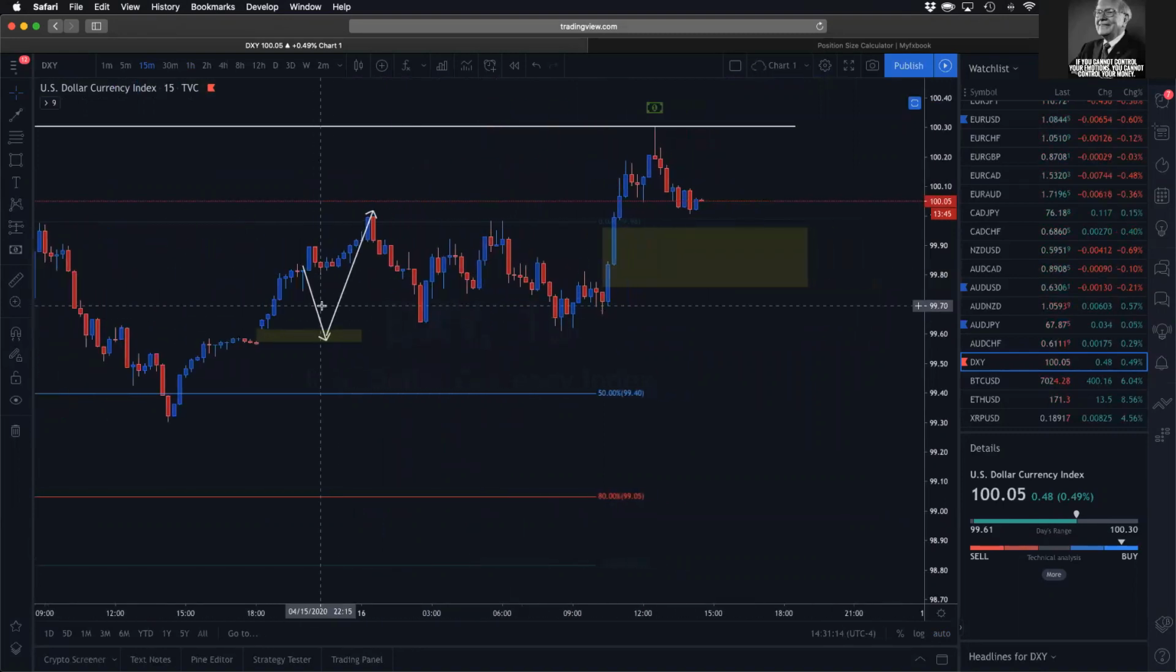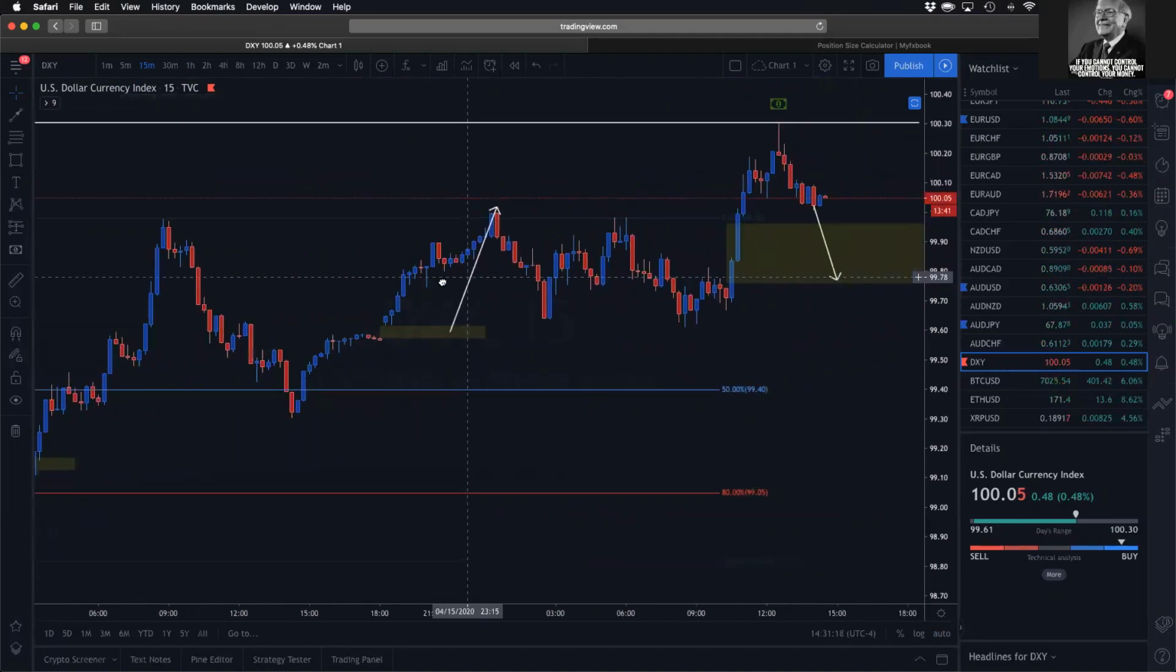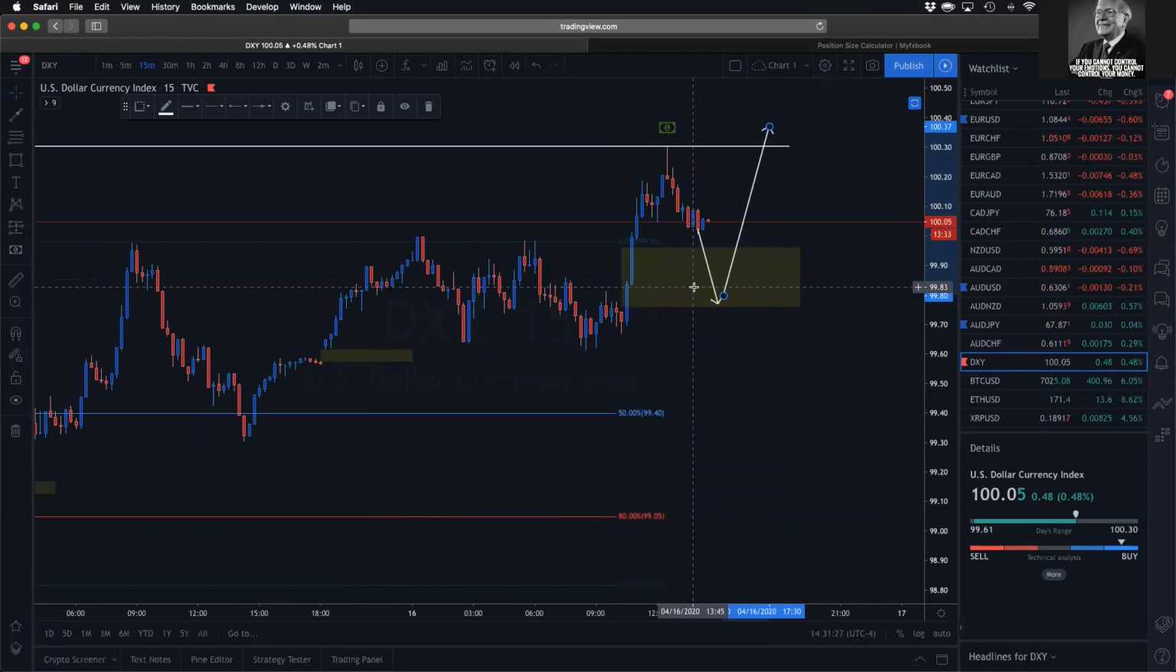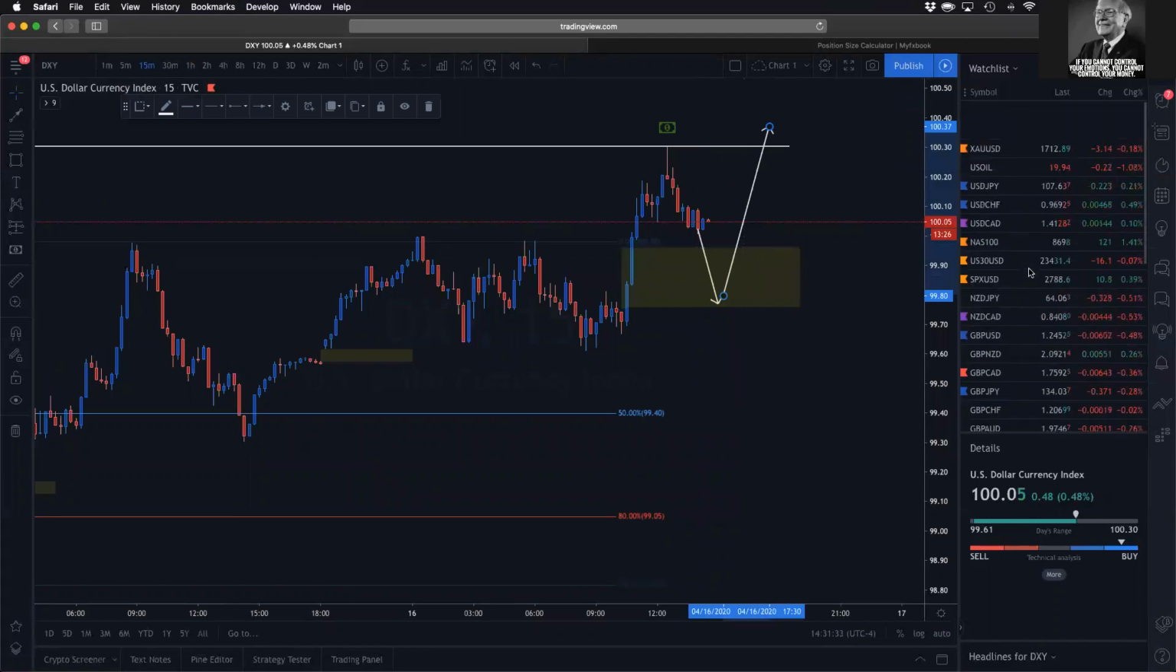So my bias is that we're going to see this sometime in the next 24 hours. And then we're going to take these highs. That's my goal. If we don't come down in here on DXY, then this doesn't happen. It's that simple. So now let's go to EU.